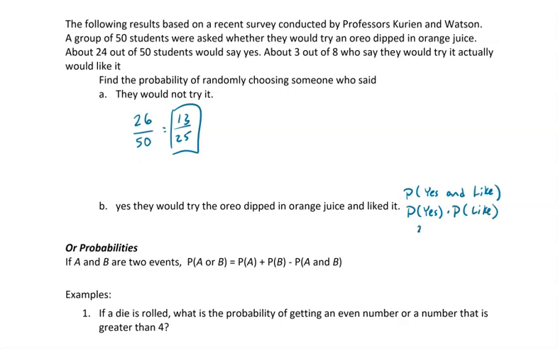Probability that they said yes is just 24 out of 50, because 24 students said that they would say yes. And for the probability that they would like it, 3 out of 8 said that they would like it, so that's 3 out of 8. Multiply these together, and we get 0.18. Or as a fraction, probably should have written the fraction first, 9 over 50, or 0.18.